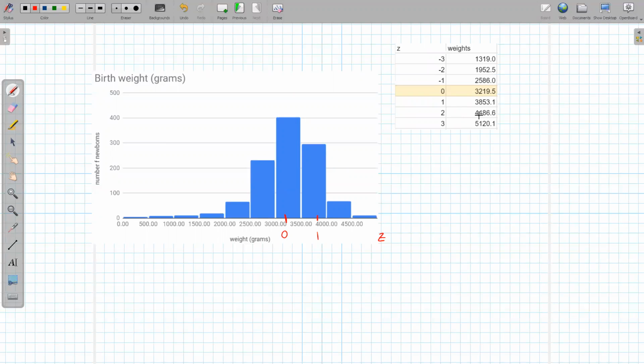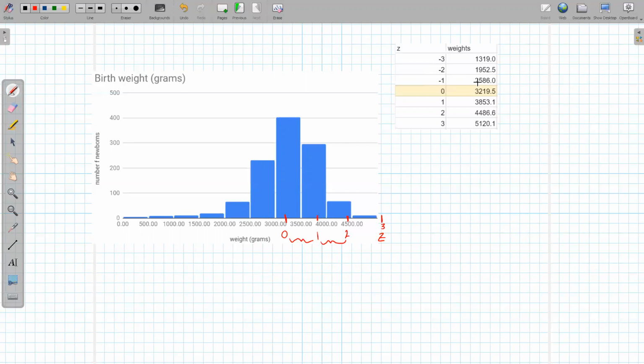Two above is 4,486, almost 4,500. So it's just a little bit below that edge there. So maybe right about here is 2. And what we should find is these are equidistant, here to here, here to here, because we're counting by standard deviation. Going the other way, if this is 4,000, 4,500, the end here should be 5,000. So the third standard deviation is just outside of my data here. And these red numbers are the z-scores. The gray numbers are my weights.